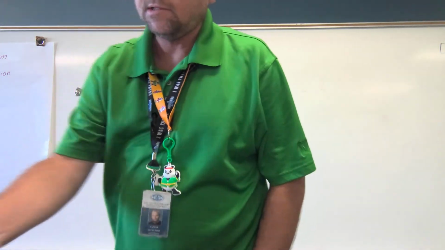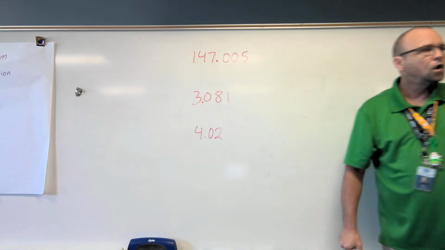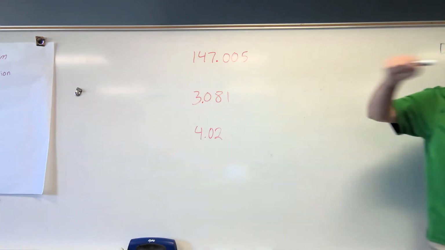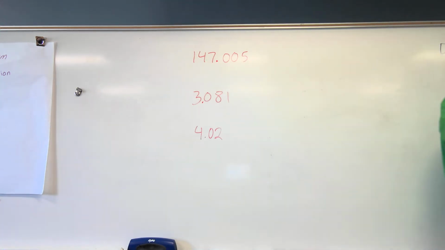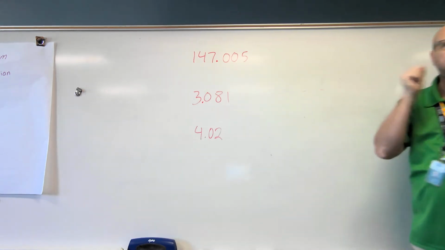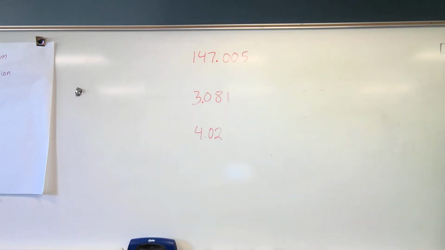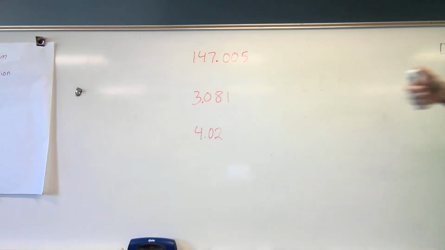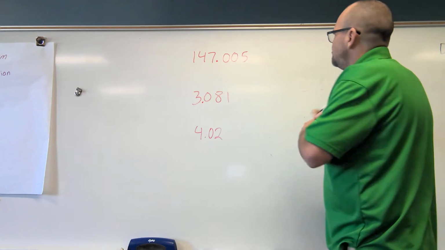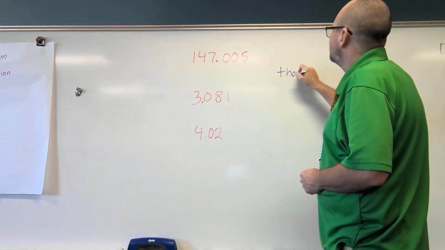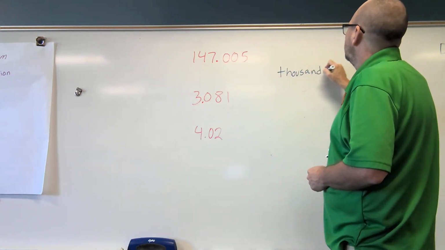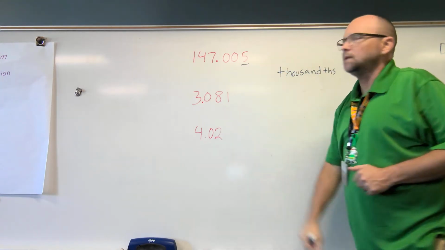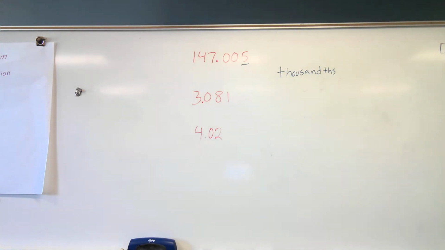So let's start. Reed, what is the last word going to be when I write this in word form? Thousands. How do you know? Good. It goes out 3 places behind the decimal point. So my last word in this is going to be thousands. I know that because the last number is in the thousandths place.